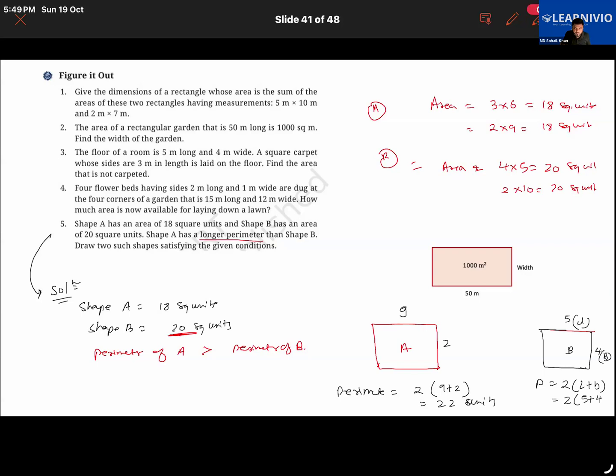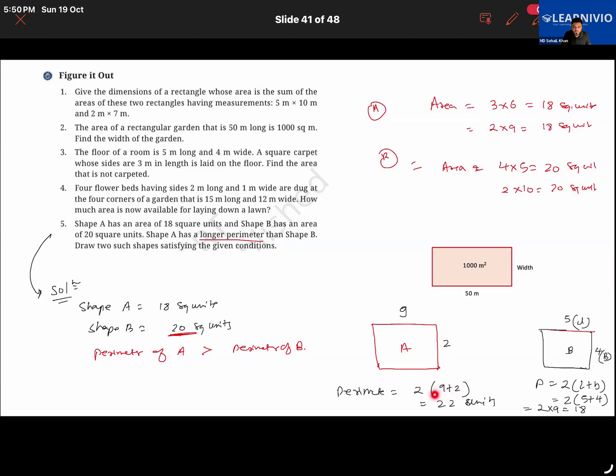Now you're getting it. So 2 into 9, that is 18. For A, you're saying. So I'm saying that basically length is 9 here, breadth is 2, right? So we are adding length plus breadth, no? 9 plus 2 is 11 here.